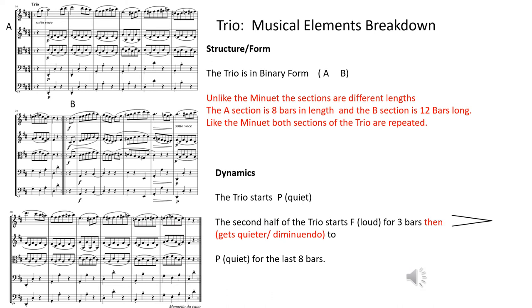So on the repeat, we're starting off quiet. Then the B section starts loud, then we've gone back quiet again. And we remain quiet till the end of the 12 bar phrase. Then we go loud again as we repeat B, and then the diminuendo to quiet again.